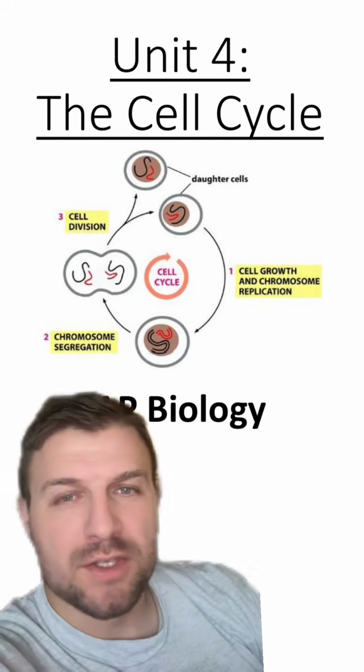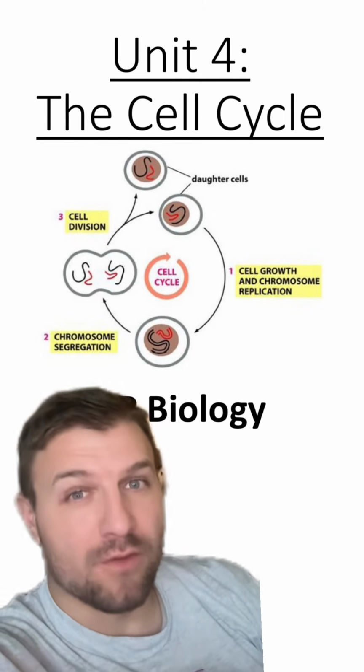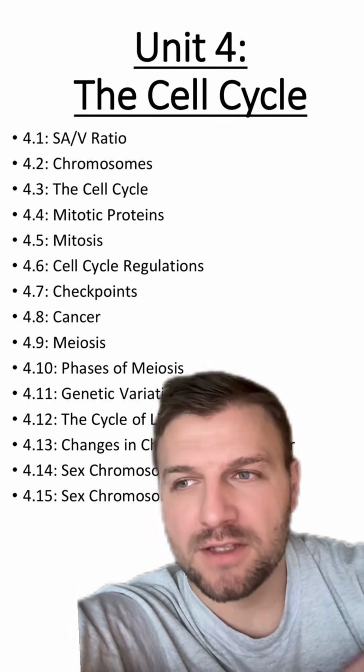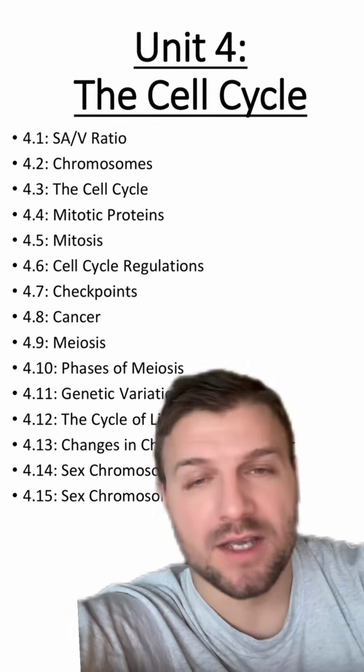Hello, AP Biology students. Let's go over the fourth section in Unit 4. In this section, we're going to talk about something called mitotic proteins. These are basically proteins that have an important role during cellular division.